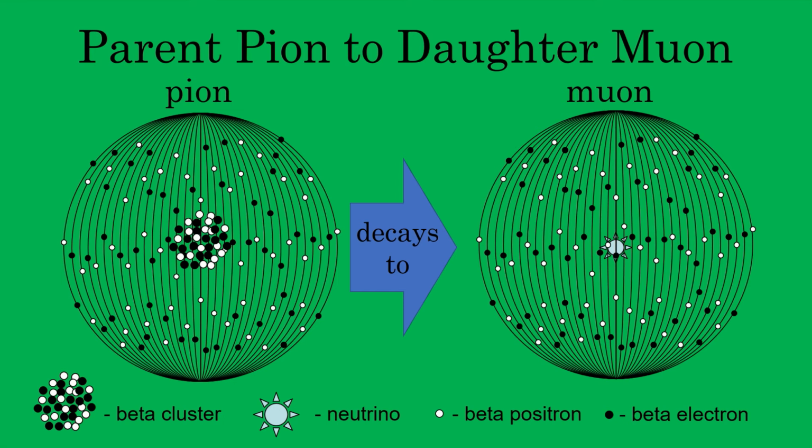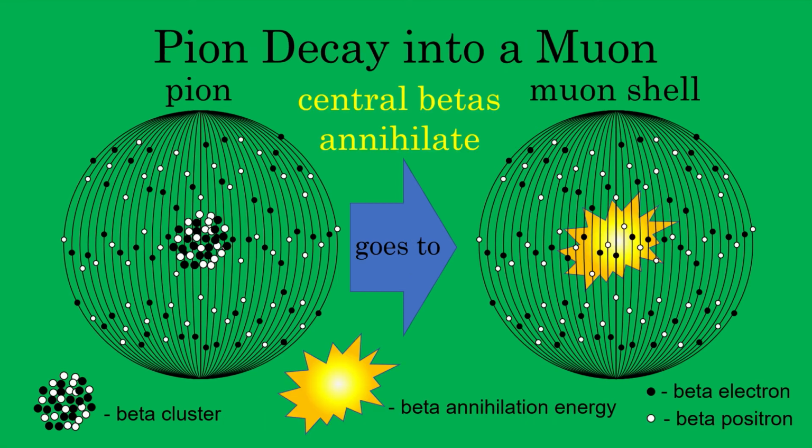Having this cluster at the center of the charged pion, enclosed in the muon shell, provides a mechanism for the charged pion to almost always decay into a muon. The decay starts with ignition of the beta electron-positron pairs at the center of the pion. When all 33 pairs have annihilated, the muon orbital shell is left. No shifting or rearranging of the beta particles is necessary to form it.